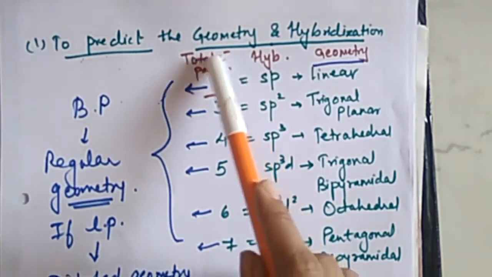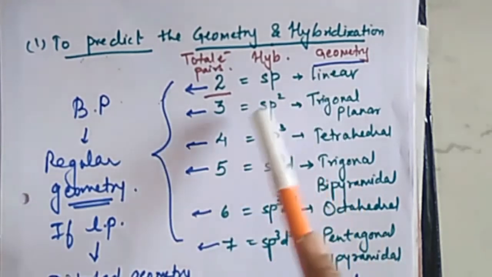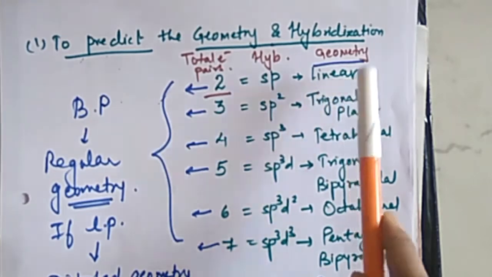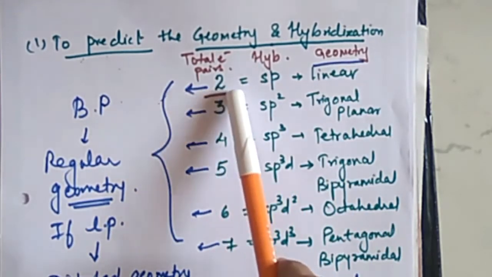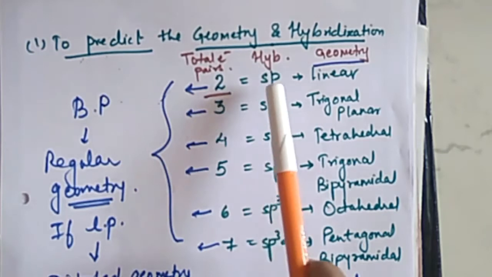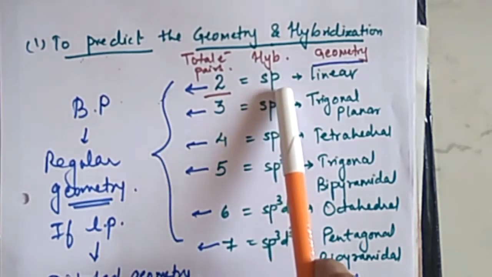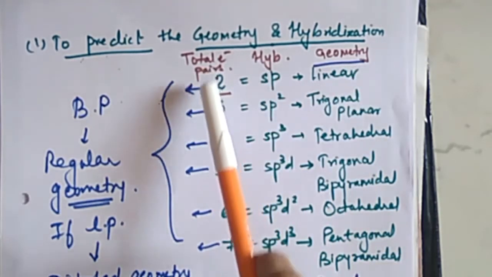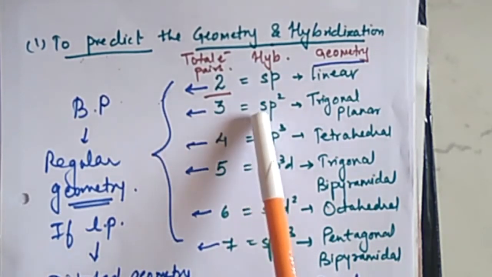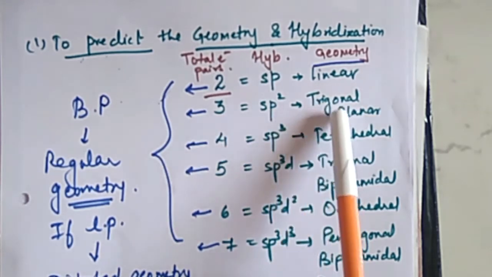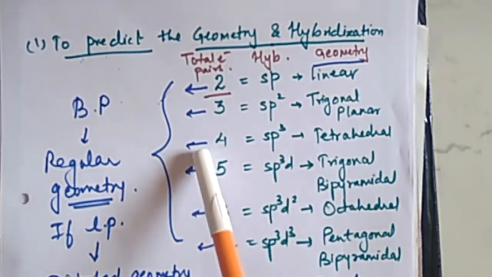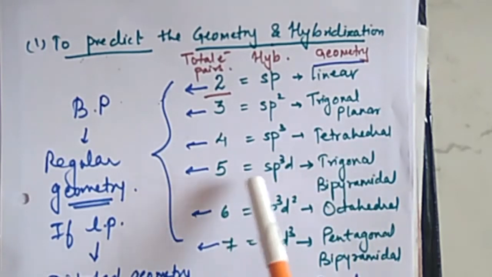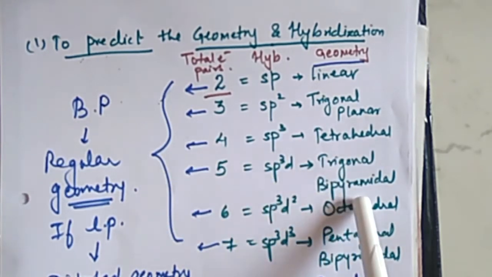Based on the total number of electron pairs that we get, we define the hybridization and give the geometry to a particular molecule. If the total number of electron pairs is 2, it gives sp hybridization with a regular geometry of linear. Similarly, if total electron pairs are 3, we know it gives sp2 hybridization with trigonal planar geometry. For 4, sp3 hybridization, tetrahedral geometry. For 5, sp3d, trigonal bipyramidal geometry.